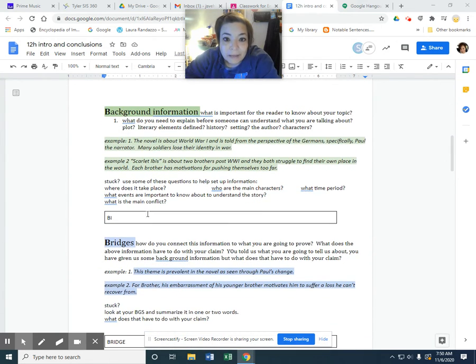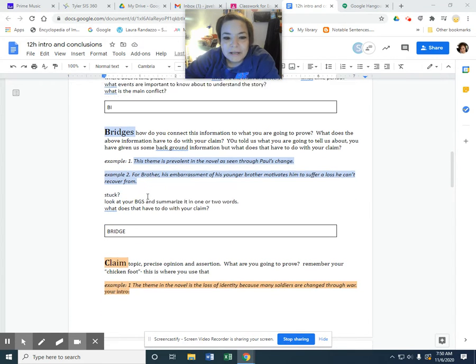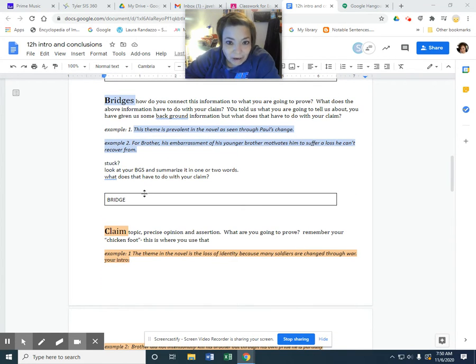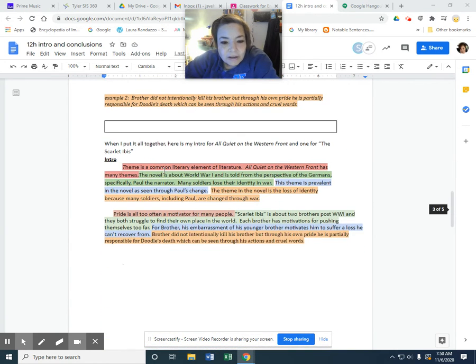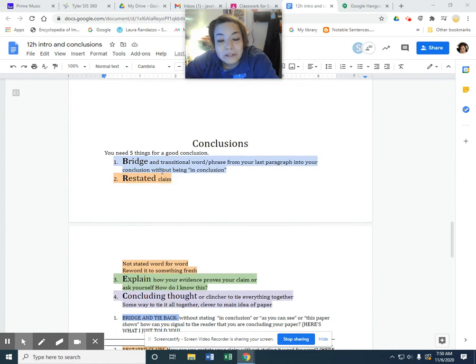The next thing is your background information. So if you're stuck, you can use any of these things, like where does it take place? Who are the main characters? What time period? All of that. The bridge is a little bit harder. That's the one where people get stuck. You have to do it. Okay? And then we go into the conclusion.